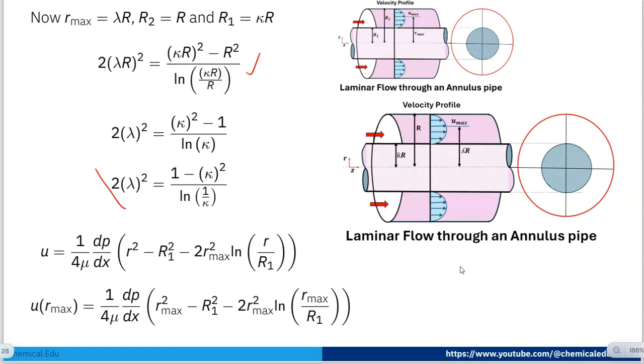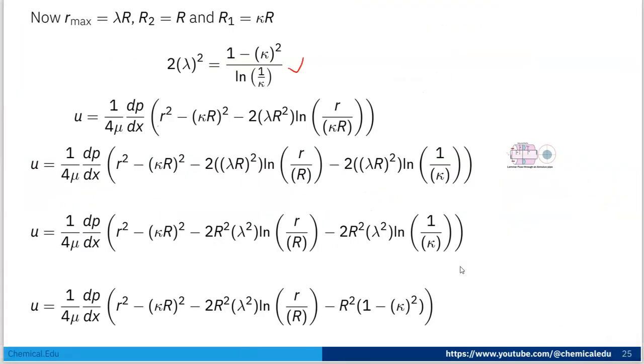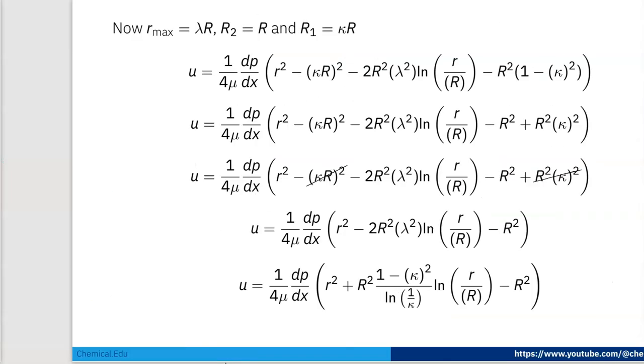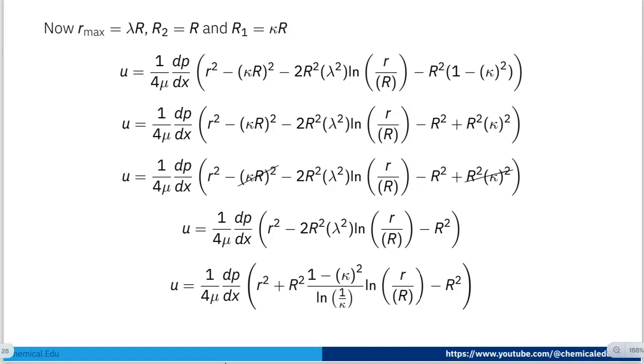Now I will plug this relation into the velocity profile as well as the maximum velocity. Earlier I got this, now I am plugging in R max, again R. So now if I do some mathematical operation and reorganize, I get the velocity profile. Finally, after final reorganization, the velocity will be something like this: u is equal to 1 by 4 mu dp by dx times r square plus capital R square times 1 minus kappa square over ln 1 by kappa, times ln r by capital R, minus r square.